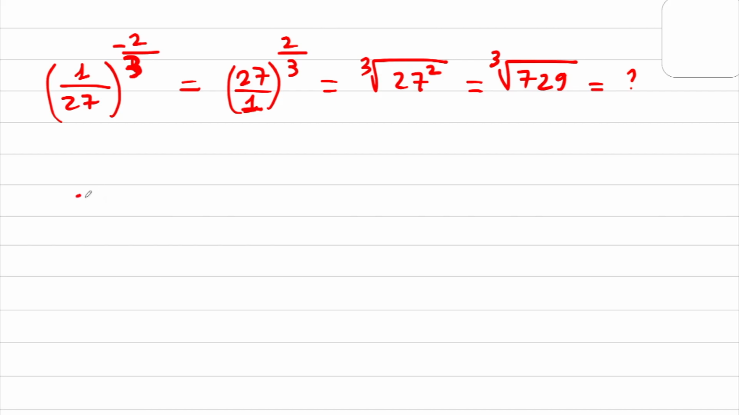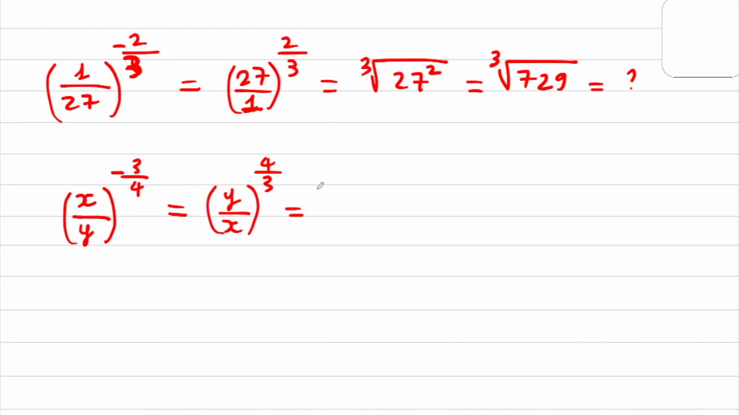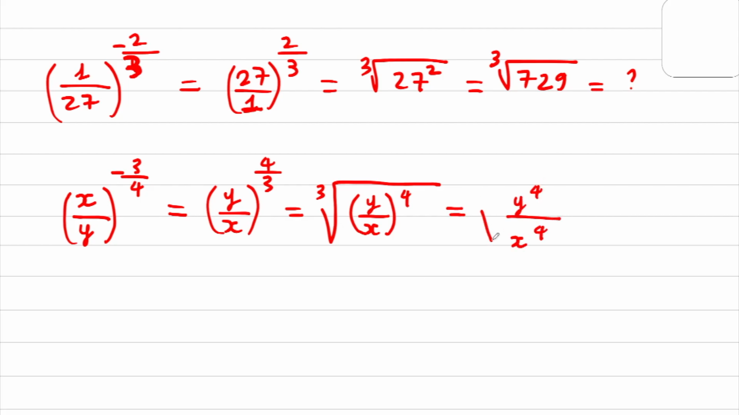And how about if you have the power number with a variable, the base number being the variable, in this form, negative 3 over 4. So how can we write this expression? The first step, negative becomes positive, so y over x by this writing, you get 4 over 3. After that, you will get the cube root of y over x by this one, and 4 will be outside. So y to the power of 4 and x to the power of 4, and outside will be the cube root. This writing is my final answer for this question.